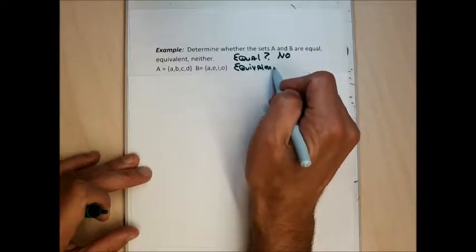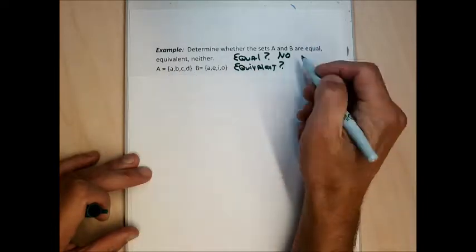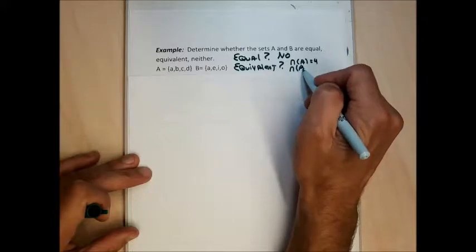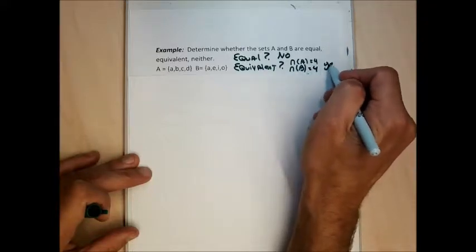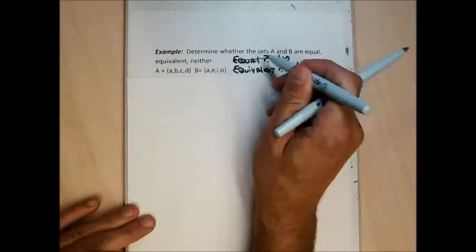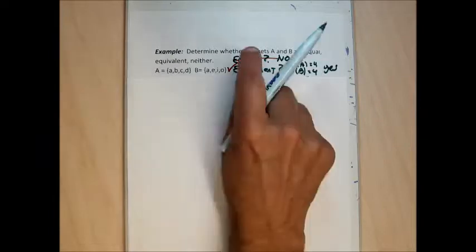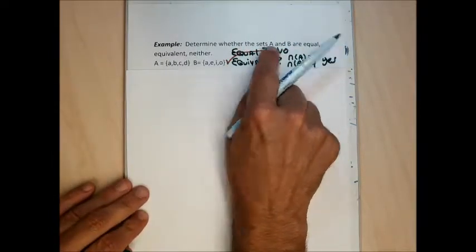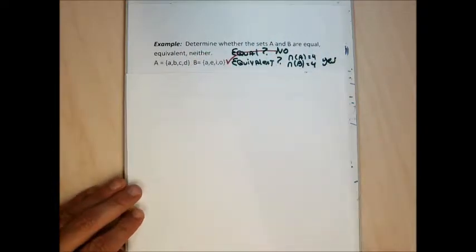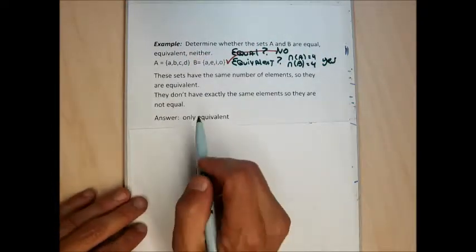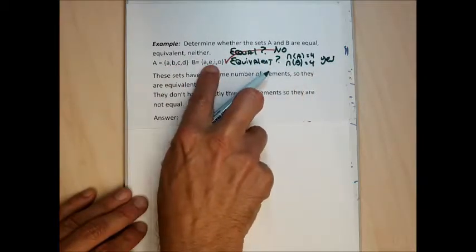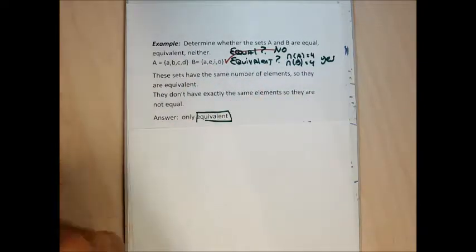Are they equivalent? A has 4 elements. B has 4 elements. Since they both have 4 elements, they're equivalent. So these two sets, they're not equal, but they are equivalent. I'm supposed to determine whether the sets are equal, equivalent, or neither. These can't be neither, they must be just equivalent. So my answer to this problem is that these two sets are only equivalent. They're not equal because they don't have exactly the same elements. They're equivalent because they have the same number of elements for each.